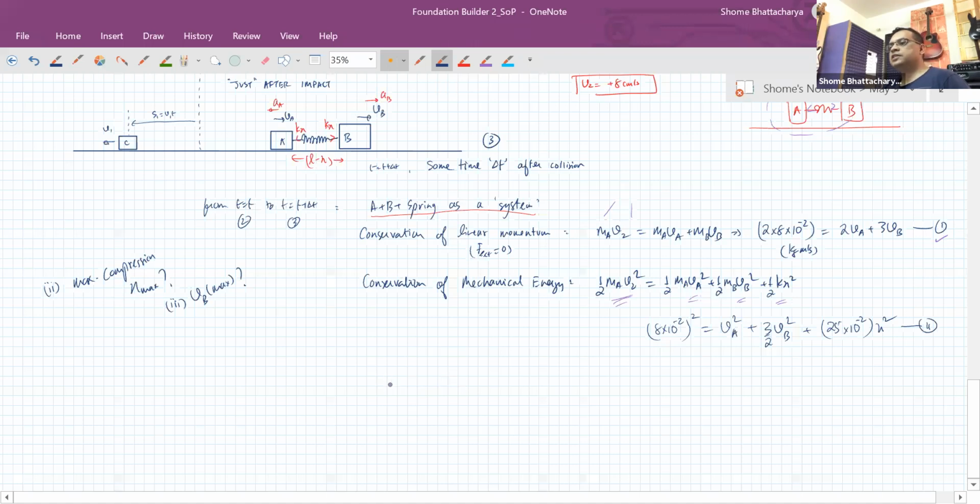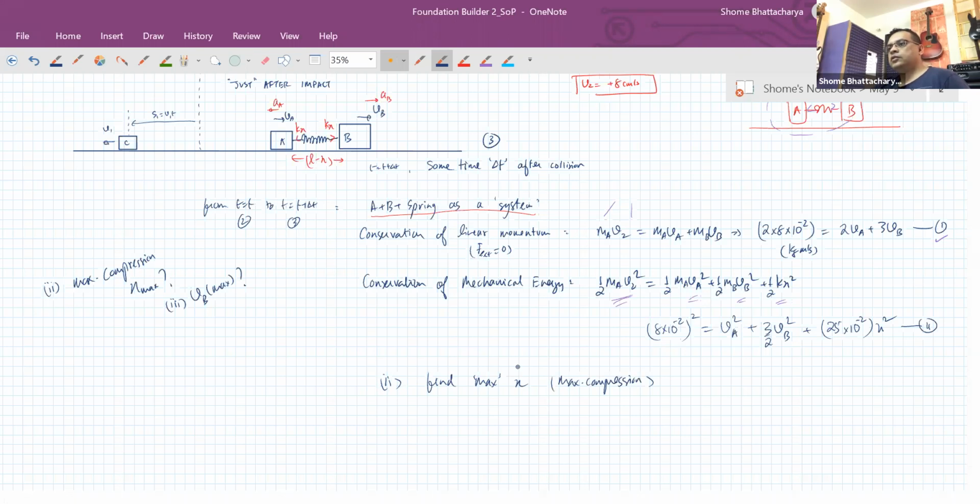So the specific condition in part 2 is that we have to find maximum X, maximum compression. So when the compression reaches a maximum value, there is a specific condition on A and B's velocity. Can you tell me what that is? So I'll just give you a hint.